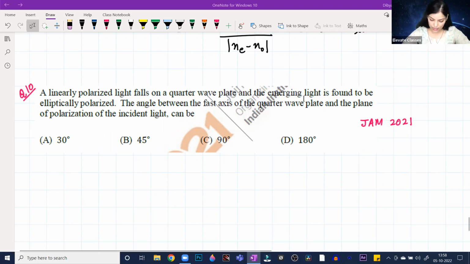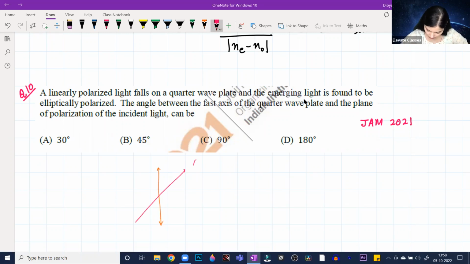So यहाँ पे option से ही मुझे पता चल रहा है कि मेरा अगर incident polarization ये है और मेरा जो optic axis है quarter wave plate का, let us say this is my quarter wave plate और उसका ये optic axis है. ठीक है, so this is some angle theta between them. So ये theta क्या होना चाहिए कि मुझे output में elliptically polarized light मिले. This is what the question is asking.